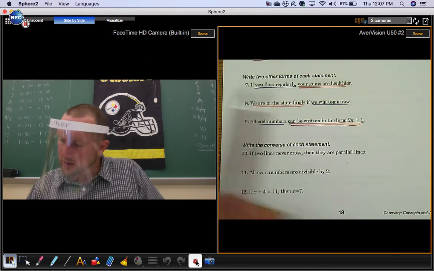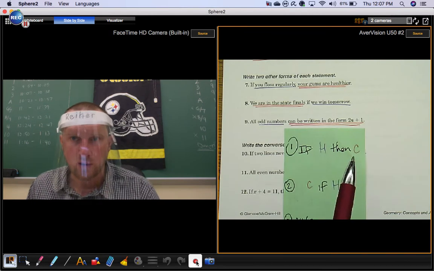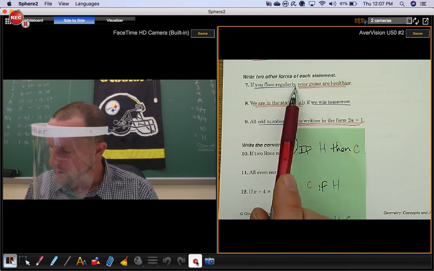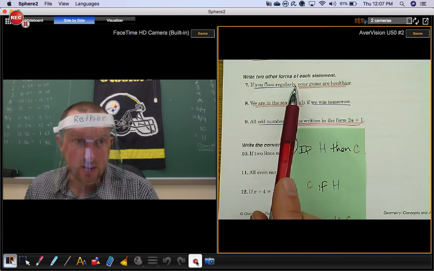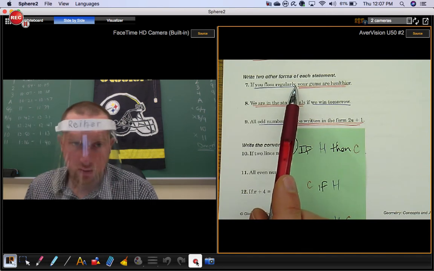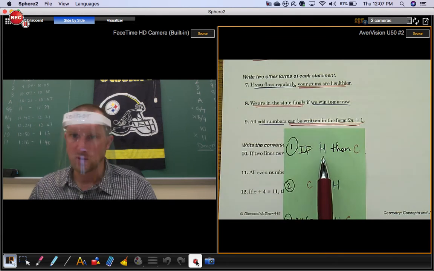If you floss regularly, your gums are healthier. First thing I want to point out is the word then is not there. If you put it there, it would not change the meaning of the statement. So you can have it there, or you could not have it there. It's still going to be the same as this.